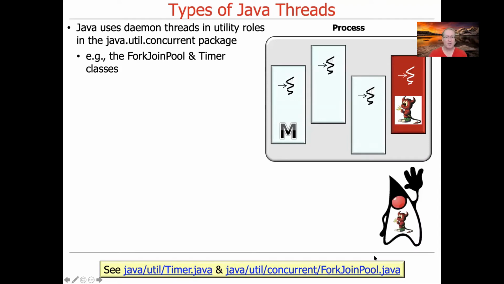These daemon threads are typically used for various supporting operation roles. For example, there's a timer class that can be used to run operations based on the passage of time, and that spawns a daemon thread. There's also something called the common fork join pool, and the common fork join pool uses daemon threads. So what that means is that when the user threads have all gone away, the threads that make up the common fork join pool, and the thread or threads that make up the timer package, will automatically exit. They don't keep the process running when everything else that's a user thread has disappeared.